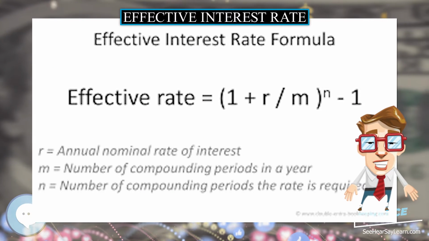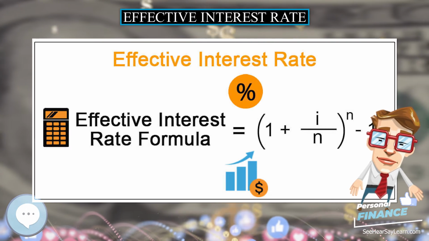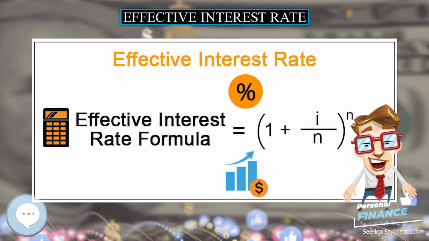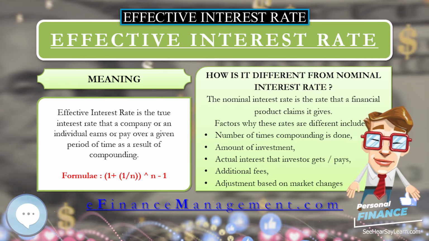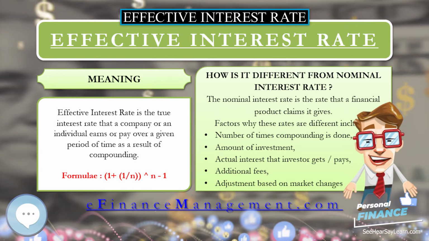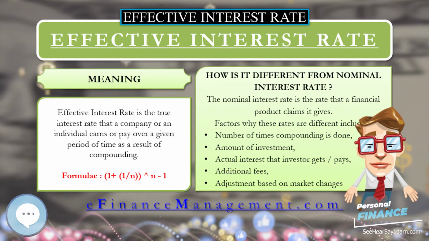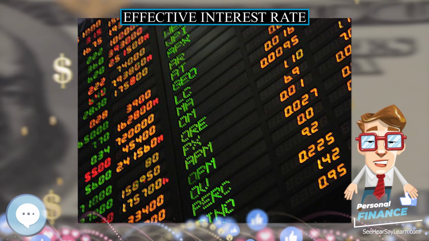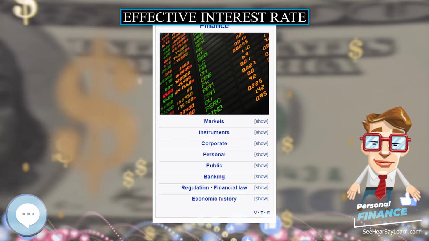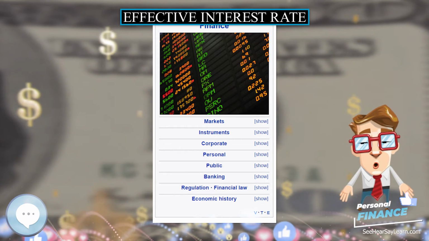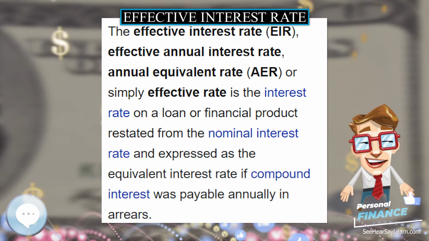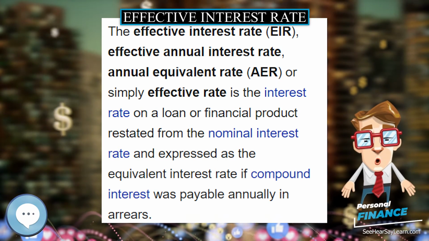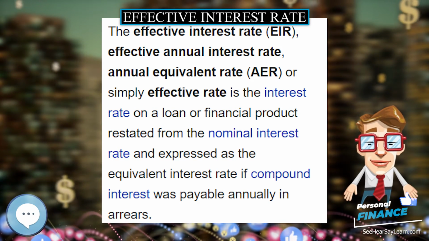The effective interest rate is calculated as if compounded annually. The effective rate is calculated in the following way, where R is the effective annual rate, I the nominal rate, and N the number of compounding periods per year, for example, 12 for monthly compounding. For example, a nominal interest rate of 6% compounded monthly is equivalent to an effective interest rate of 6.17%.